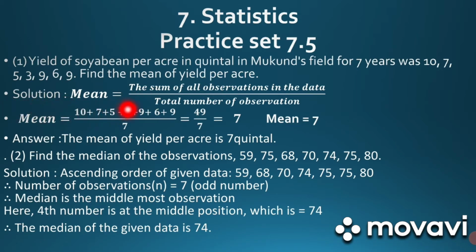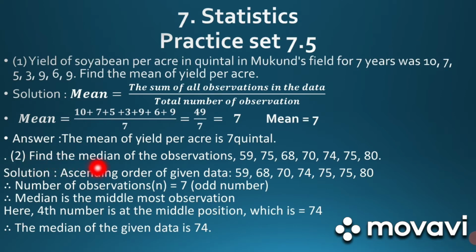Solution: the mean is equal to the sum of all observations in the given data upon the total number of observations. Therefore, the mean is equal to (10 + 7 + 5 + 3 + 9 + 6 + 9) divided by the number of observations, which is 7. This is equal to 49 upon 7, which is equal to 7. The mean is 7. Our final answer is the mean of yield per acre is 7 quintal.